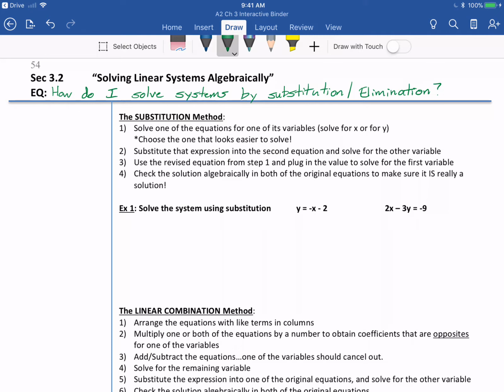So today we're looking at how do I solve systems of equations by substitution and elimination. We looked in Section 3.1 at how to solve these graphically. So we took the lines, we got them into y equals mx plus b, and we actually physically found, hey, where do they actually intersect?